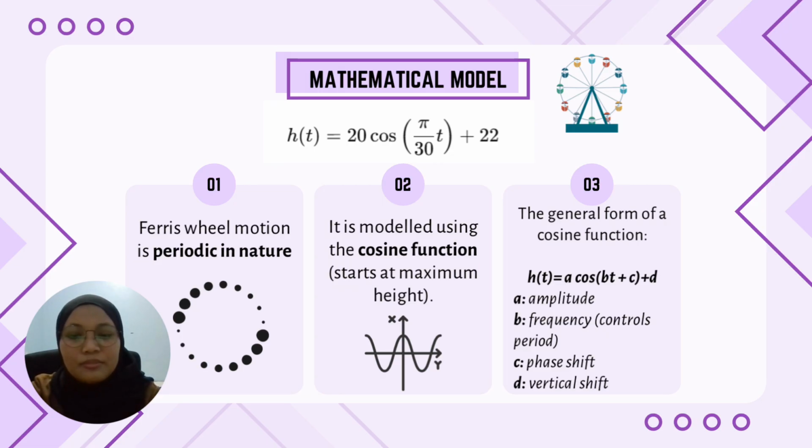The amplitude represents the radius of the wheel. The frequency factor determines the speed of rotation. The phase shift represents any horizontal displacement, and the vertical shift indicates the center height of the Ferris wheel.